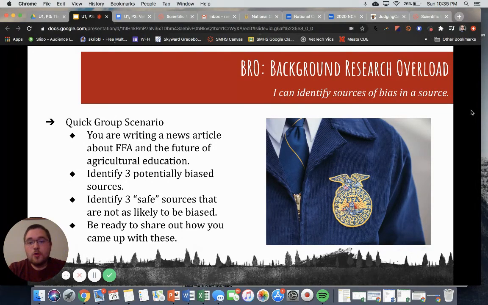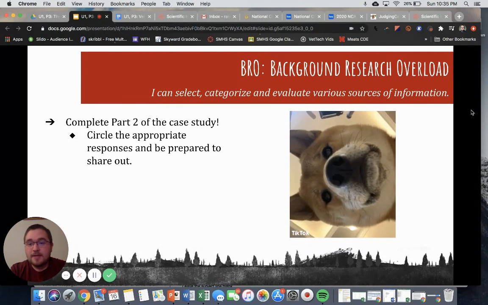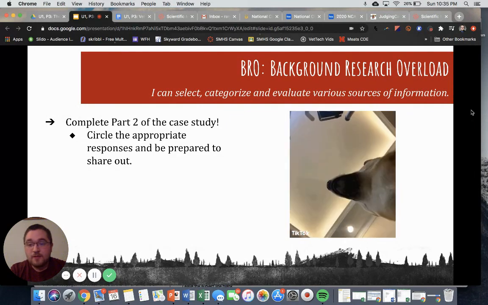Okay, so that is an overview of background research. Go ahead and head to your case study and work ahead on stage number 2. Be sure to circle the appropriate responses and let me know if you have any questions.